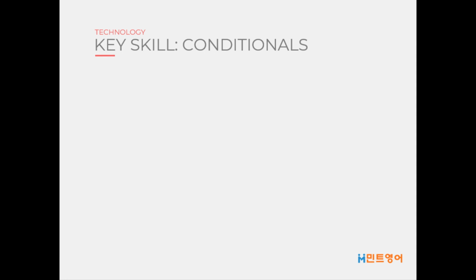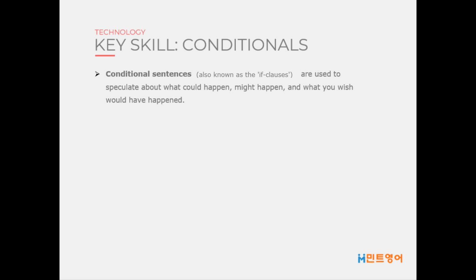In the past lesson, reflecting on the question's grammar was discussed and using conditionals was part of it. In this lesson, conditional as a key skill will be further discussed. Conditional sentences, known as the if clause, are used to speculate about what could happen, might happen, and you wish would have happened. Conditionals discuss factors or hypothetical situations and their consequences.